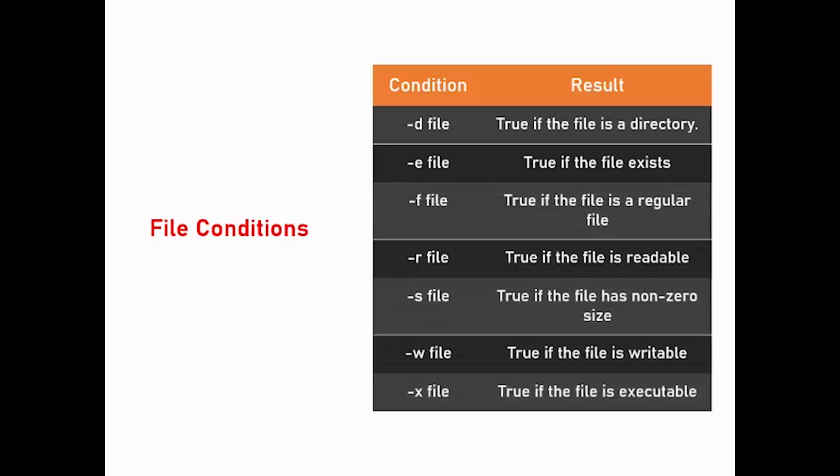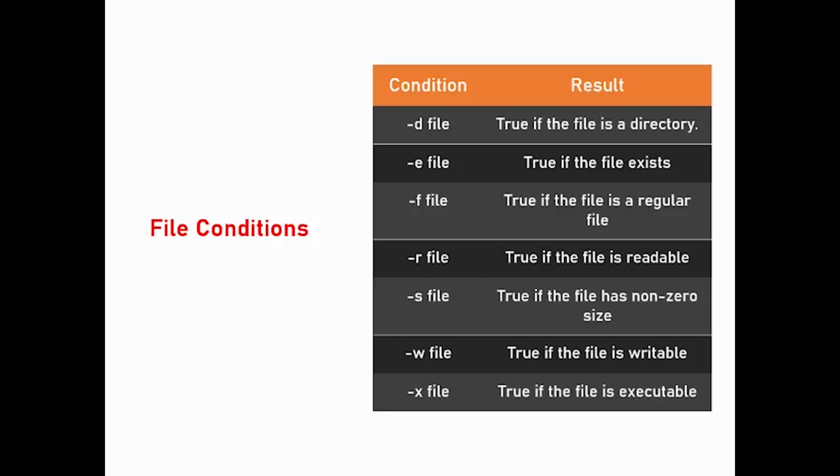Similarly, for file conditions, meaning you want to check certain conditions on the file. For example, if you want to check whether the name that is given is of a directory or not, you will use -d and then the name. If it is a directory, it will return true, otherwise it will return false. Similarly, if you want to check whether it is a file, you use -f.